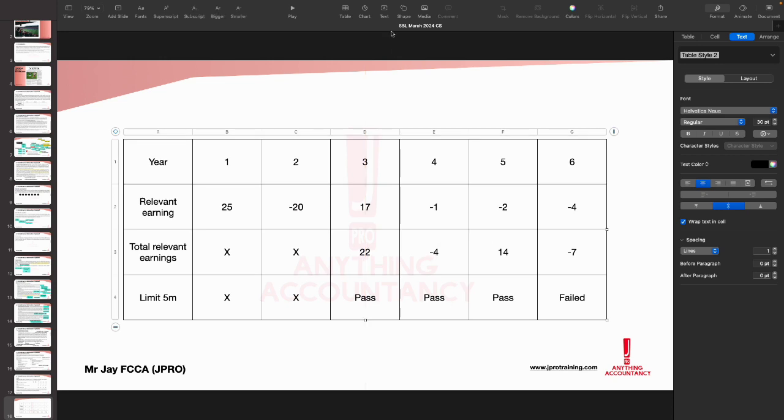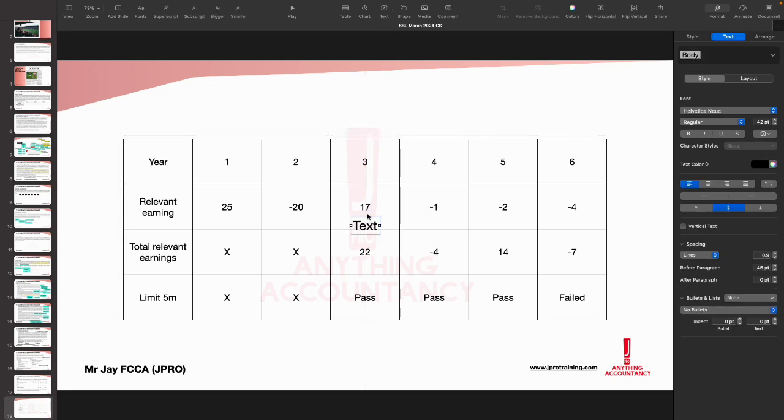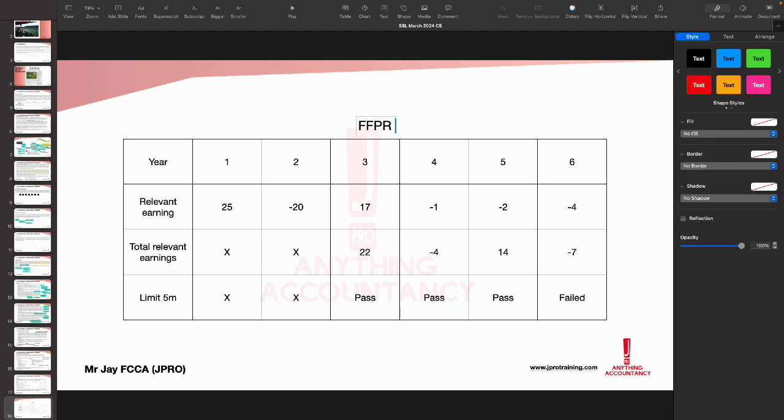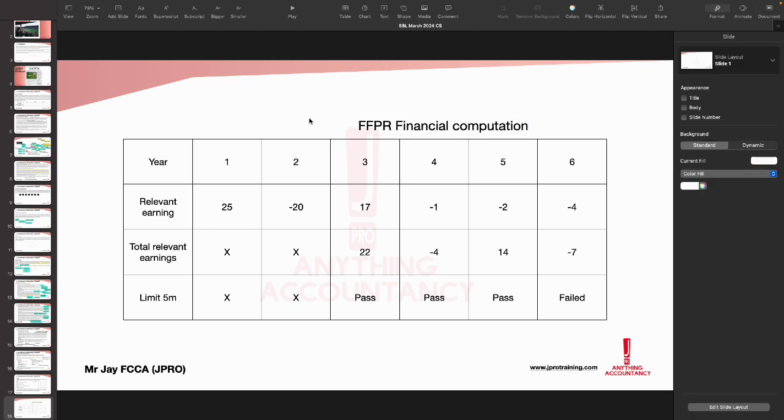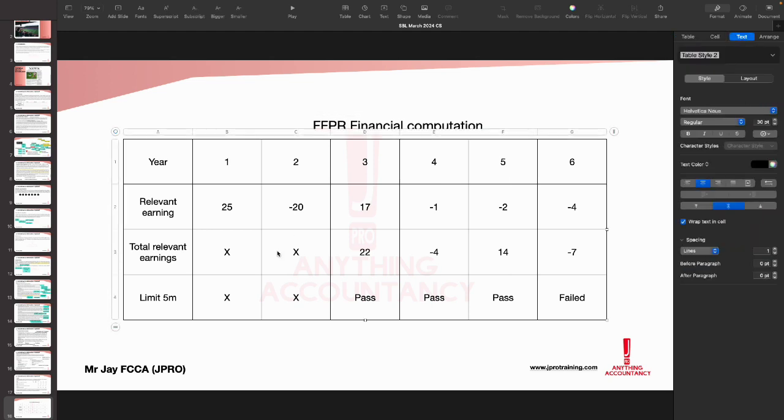The next one, we're moving on from the calculation. So you are clear about the idea of FFPR calculations. So this is the FFPR financial computations. This one again depends on the question. You will probably have to do this in a spreadsheet. They might give it to you and then you have to assess it, and they might give you forecasts.